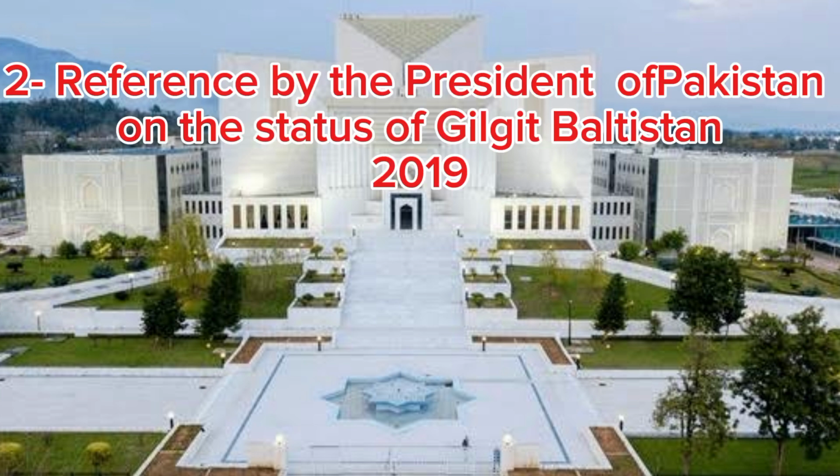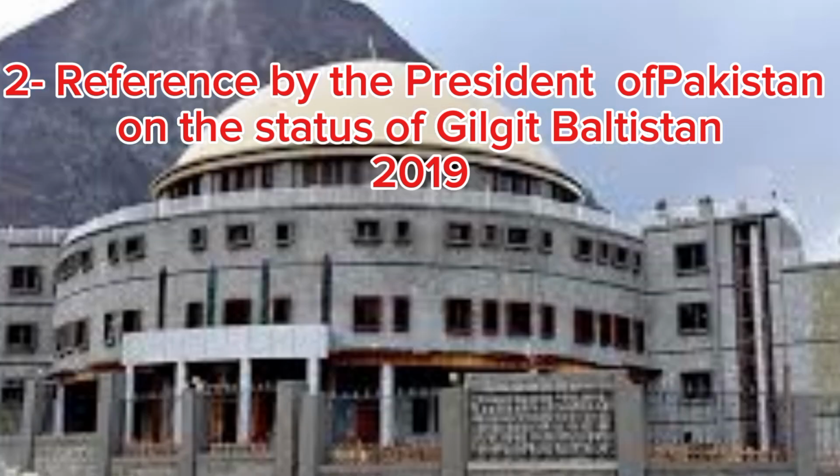Second case law is the reference by the President of Pakistan under Article 186 of the Constitution 1973 on the status of Gilgit-Baltistan. This presidential reference sought the advice of the Supreme Court on the legal status of Gilgit-Baltistan, a region not explicitly mentioned in Article 1 but of critical geopolitical importance. The reference addressed whether Gilgit-Baltistan could be integrated into Pakistan as a province or given a special status within the Federation.